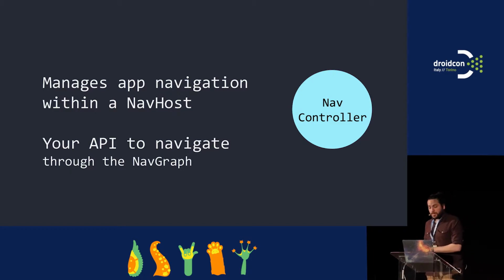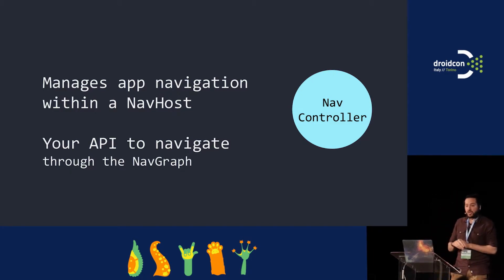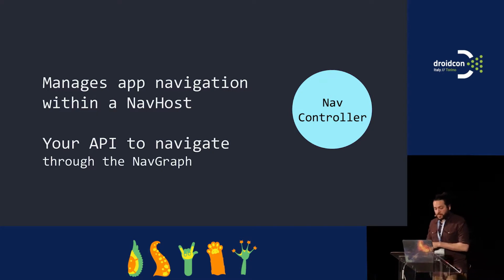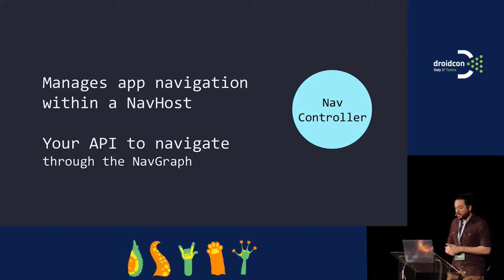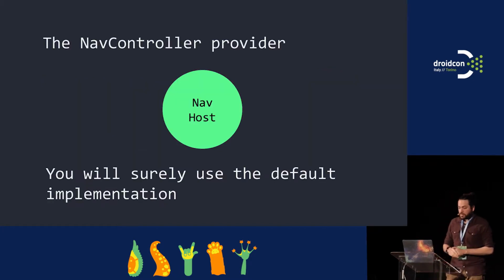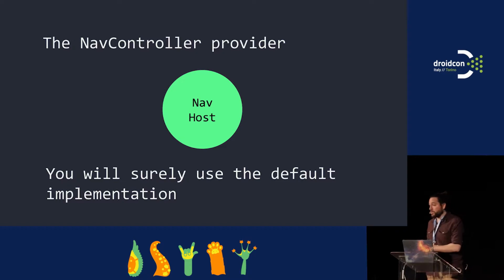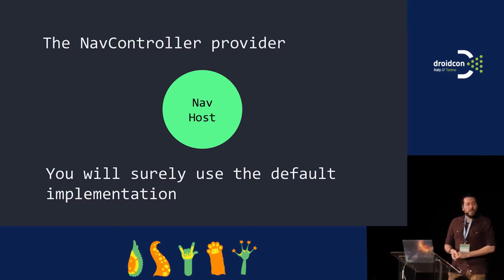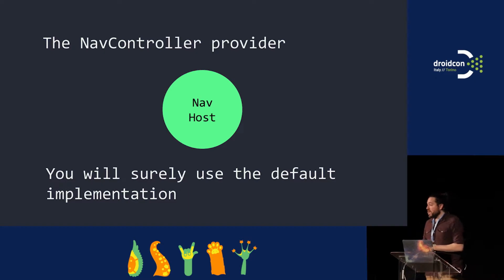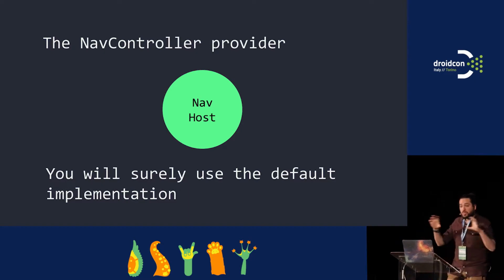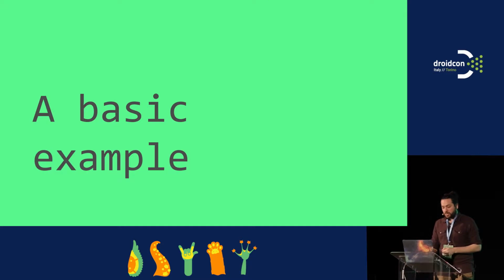There is also the nav controller. The nav controller is managing the app navigation within the nav host. And basically, the nav controller is your API to navigate using the nav component. So when you want to navigate, when you want to change the screen that is displayed, you will use the nav controller. And the nav host is basically the nav controller provider. It will provide you the nav controller, but I'm sure that you won't have to implement it yourself. You will just use the API. You will see just very soon how.